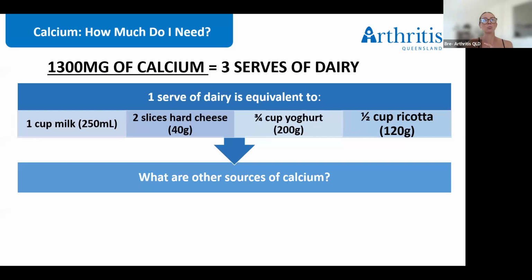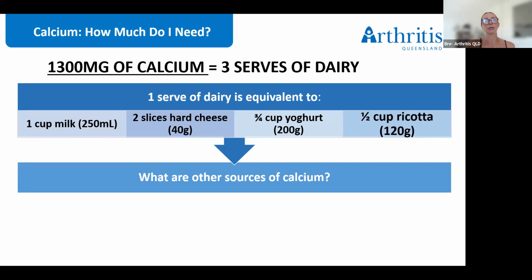So to put that in what a day's worth of calcium looks like. If you get up in the morning and decide to have breakfast cereal or porridge, you could add 1 cup of milk with your cereal or porridge. And then for lunch, you might have a salad sandwich and add in your 2 slices of hard cheese. And then as an afternoon snack, you might have your 200 grams, so 3/4 a cup of yogurt, and fruit. And that does hit 1,300 milligrams of calcium for your day.